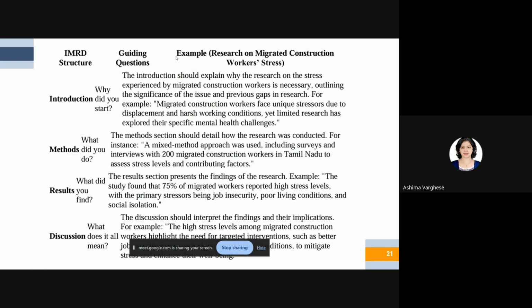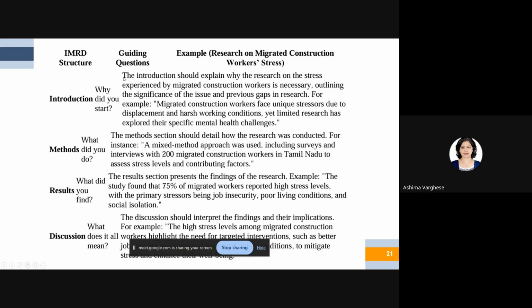Nadu. Around 200 migrated construction workers are being taken for this study. So in my introduction section, when I'm writing a thesis, I will be guided by this question which I need to answer. So in the introduction, what did you start? Why did you start? That is the reason for you to provide basic information and the reason for picking up such a project or the PhD thesis.